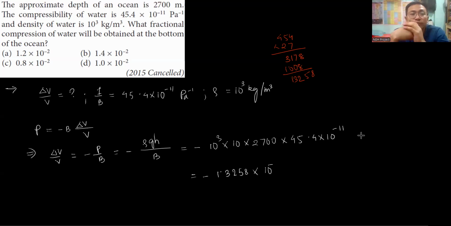So what fractional compression of water will be obtained at the bottom of the ocean? So there seems to be a mistake. Kilogram, centimeter, Pascal, everything is in perfect unit. So 3, 4, 5, 6, 10 to the power 6. Rho g h, 1 by B. This is 10 to the power minus 11.